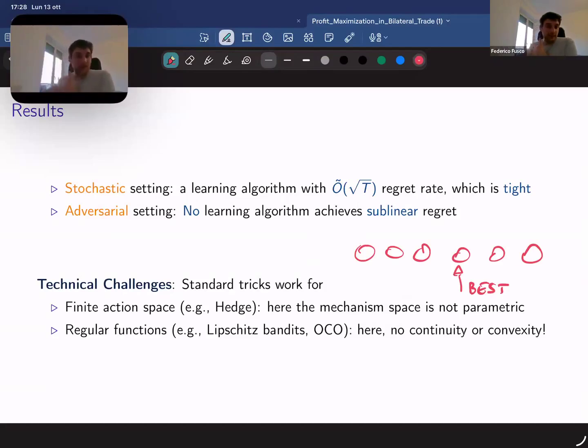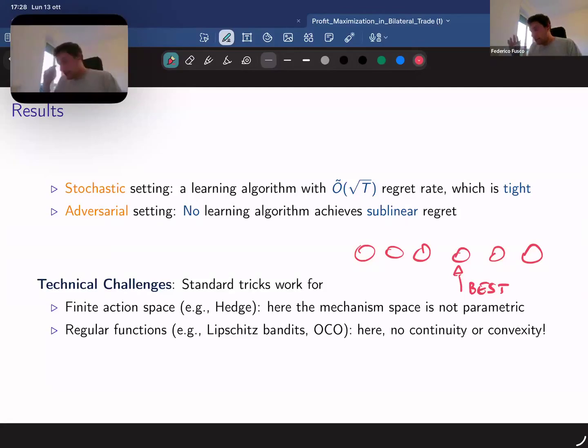Now, in our setting, we are trying to get the best mechanism. And the mechanism space is not only infinite, is not only continuous, is not even parametric, because it's like all the blobs that have this monotone structure.